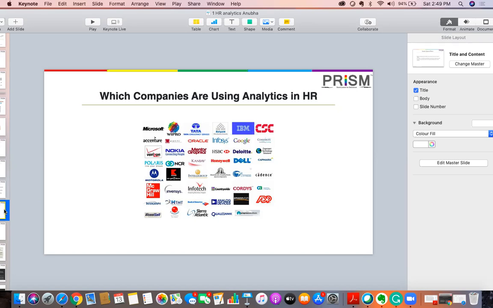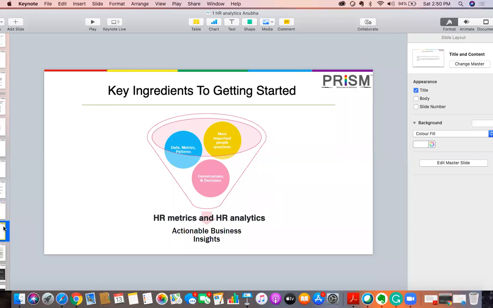So I would request that you use various elements of your data and keep interpreting it. But how to do it? Definitely we have sessions planned for all of you in the future. Now the key ingredients for getting started: we need data, we need metrics, we need patterns. Most important, we need questions, and for data and the questions, we need the conversion element in the form of decisions to be used.